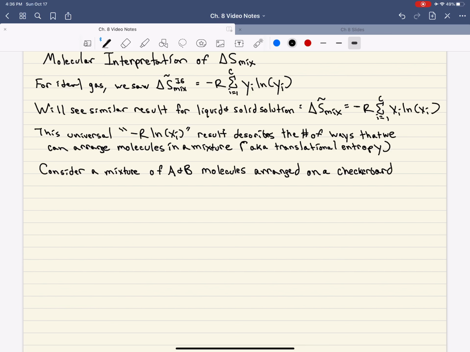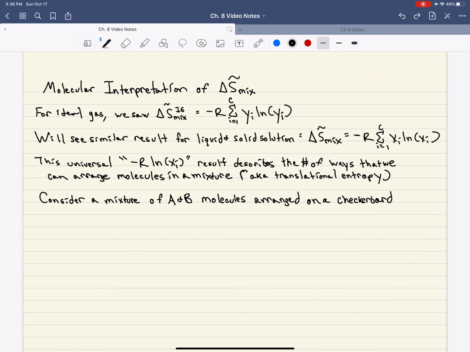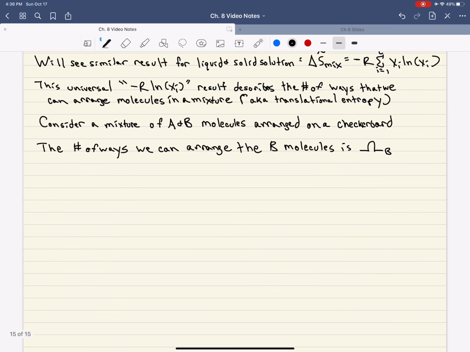And if we particularly look at just the way we could arrange species B molecules, we could call that omega B. And we saw back in chapter 5.5 that this multiplicity was proportional to this formula, where we have the total number of places that are available to put molecules, so total number of sites, n, raised to the number of B molecules that we have, and then divided by the factorial of n_B molecules.